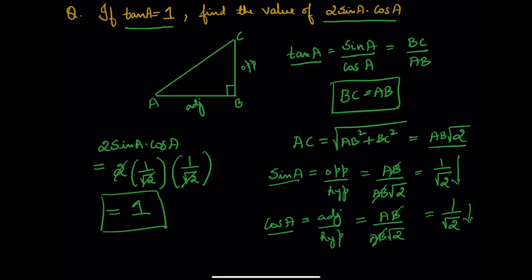So this is one thing we can notice here, that whenever tan A is equal to 1, sine A and cos A are equal, which is 1 by square root of 2. We will understand further in which angle, like what is the degree, that tan A is equal to 1. We will understand that in future videos.